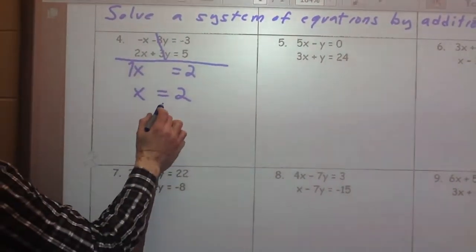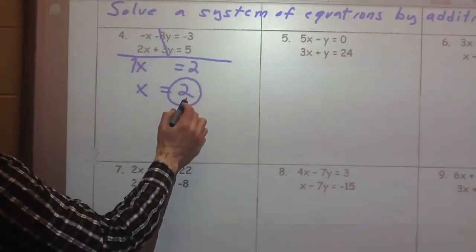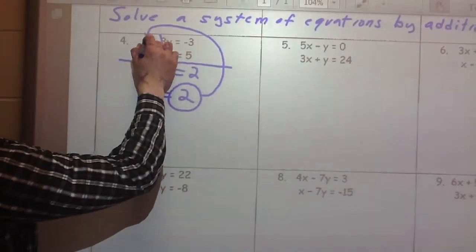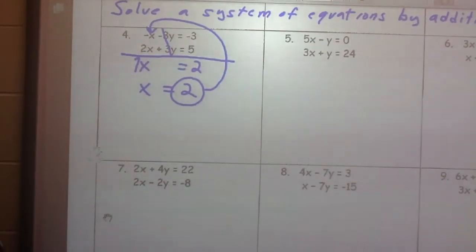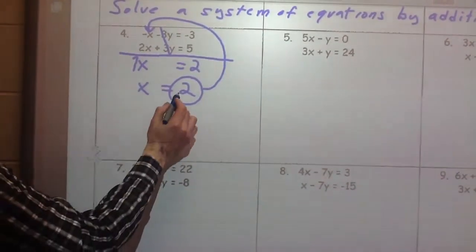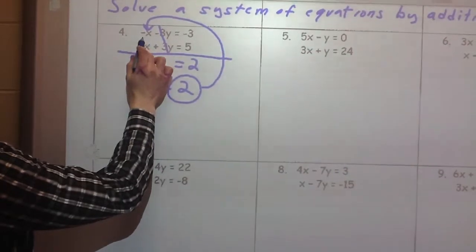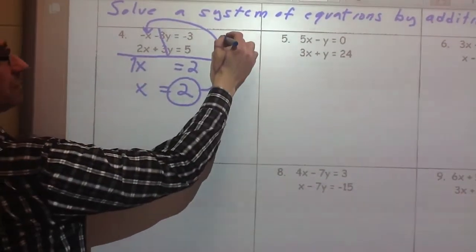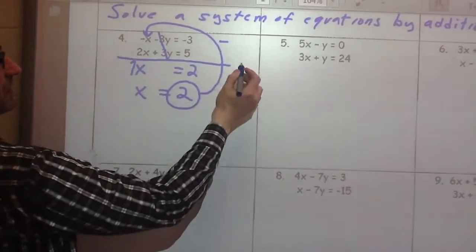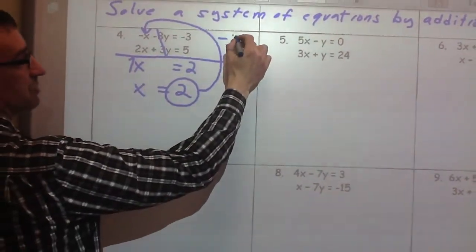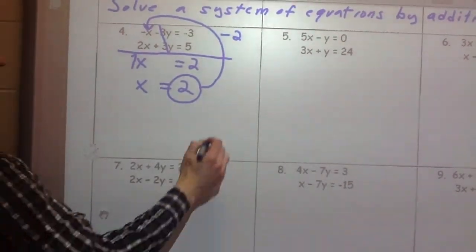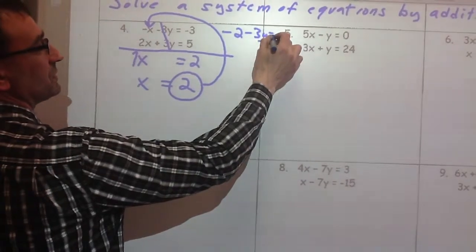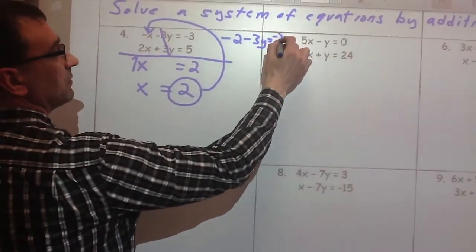Once we find what x is, we're going to take that value for x and put it into one of the equations that we started with. So I'm going to put 2 in the place of x in this first equation. I'm going to copy the equation, negative x, but x is really 2. So I have negative 2 minus 3y equals negative 3.